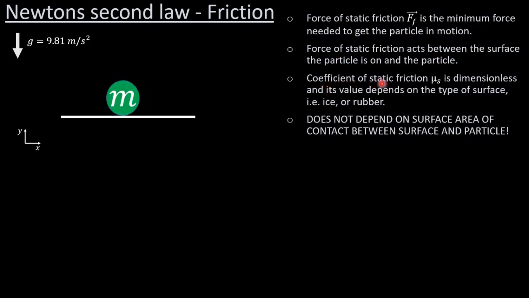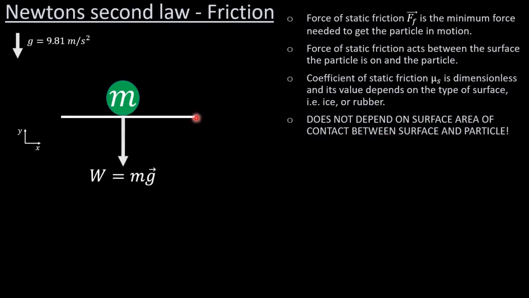The coefficient of static friction is dimensionless, and its value depends on the type of surface, for example ice or rubber. So if this particle was on a different surface, let's say if it was on ice, the force you would need to apply to get that moving would be much less compared to if it was on rubber. The force of friction does not depend on the surface area of contact between the surface and the particle. So the surface area of contact plays no role.